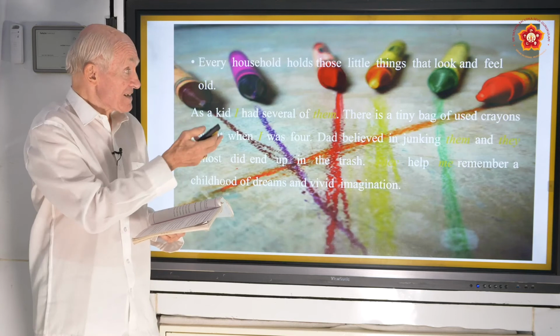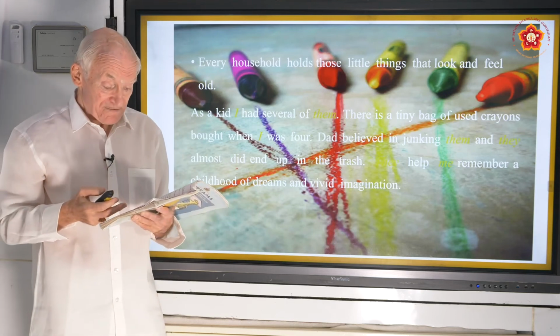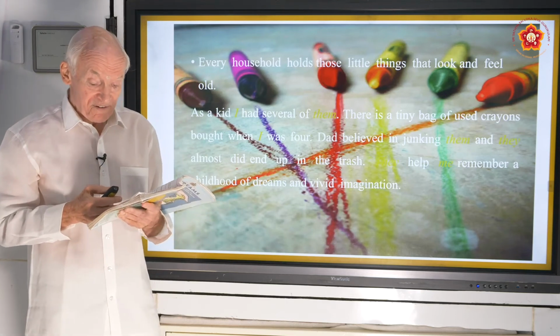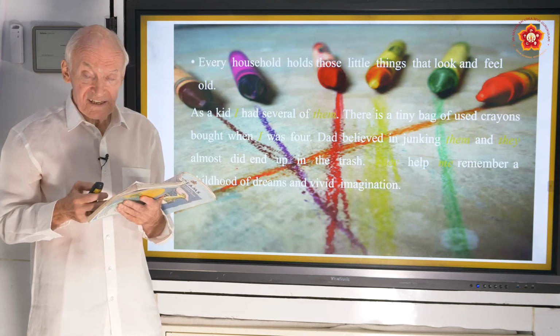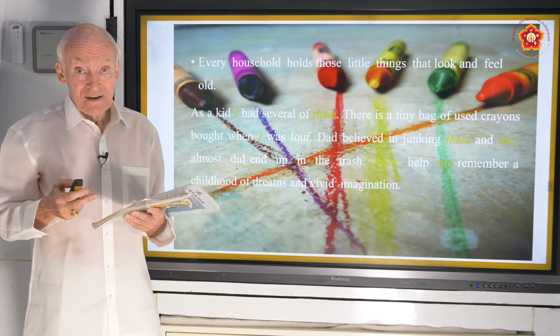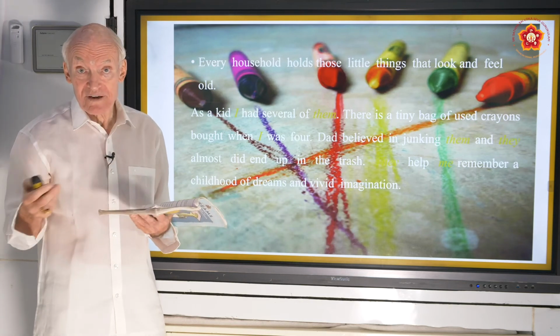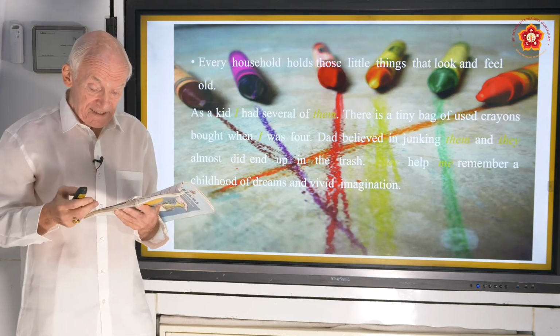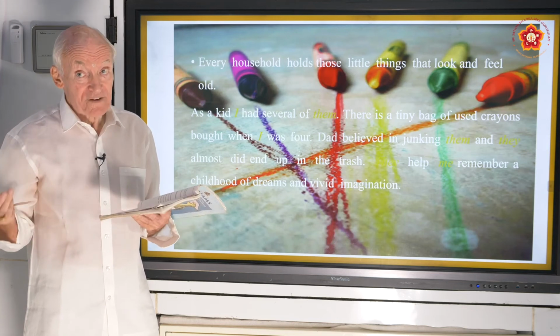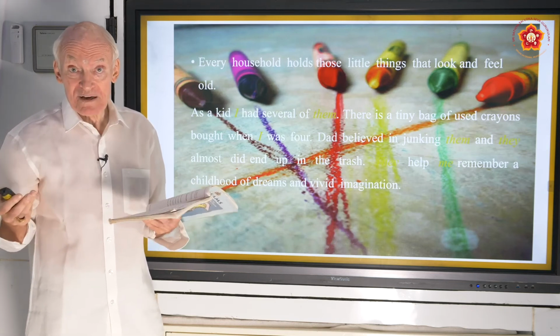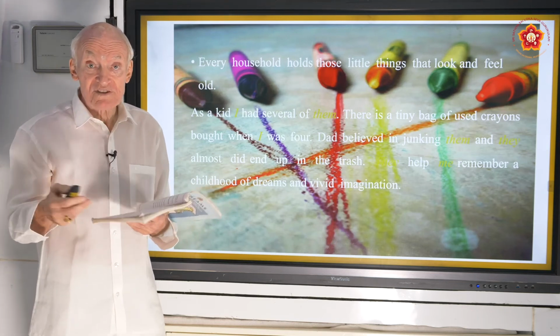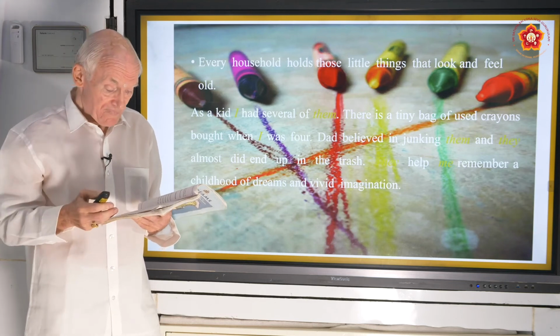We have a bunch of crayons here. Came from a box. Every household holds those little things that look and feel old. After you use crayons for a while, they get smaller and they lose their wrappers and everything. They look old and they feel old. And sometimes parents or brothers and sisters will just throw out these old things.